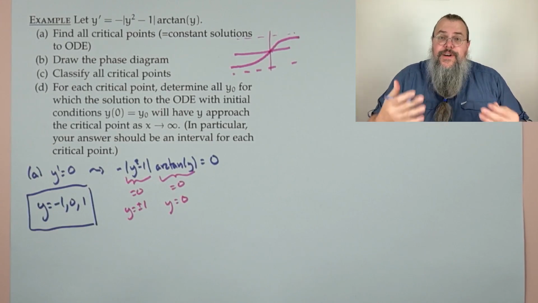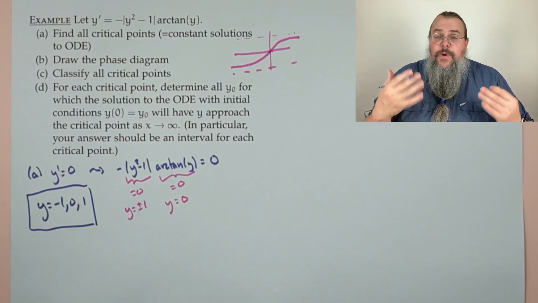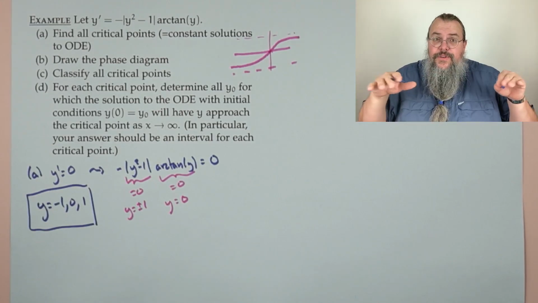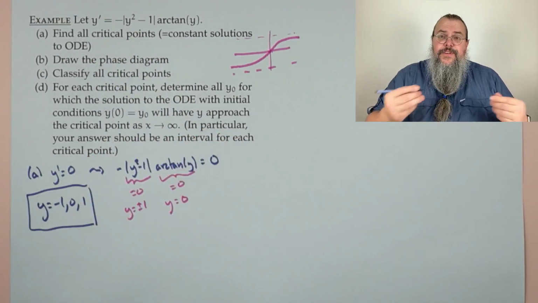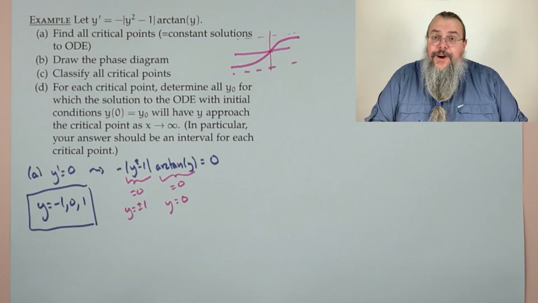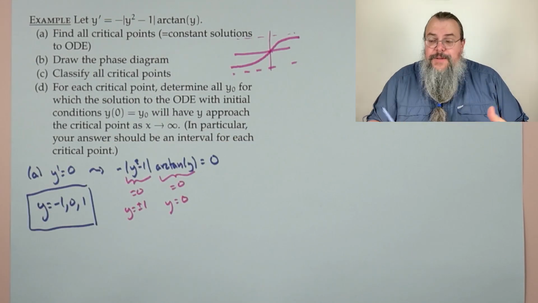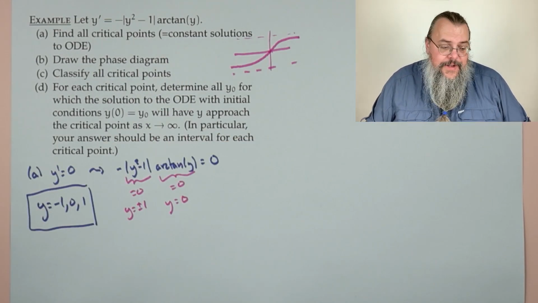They're also constant solutions. So y equals minus 1 is a solution. If we plug it into both sides, it's true. Similarly for 0, similarly for 1. All right, part B. Draw the phase diagram.